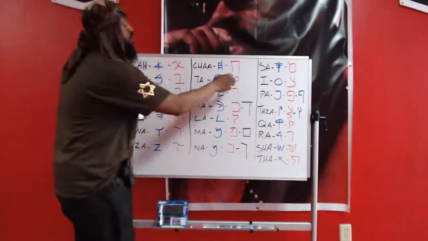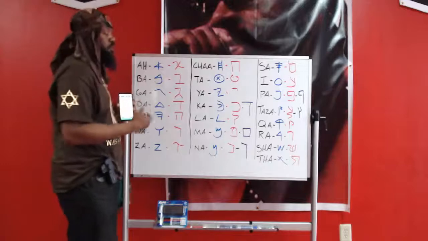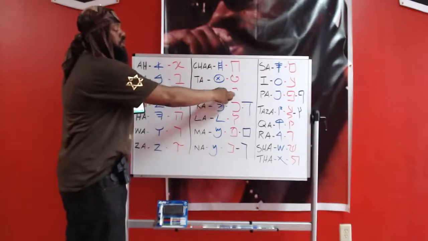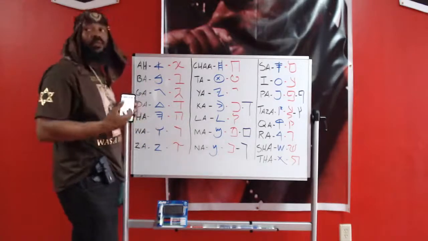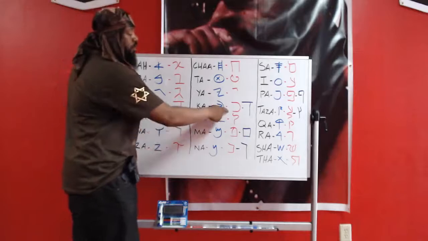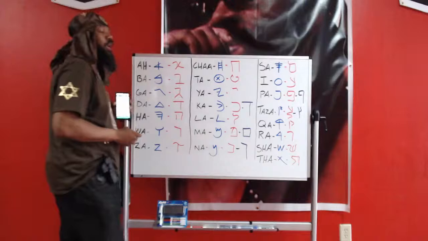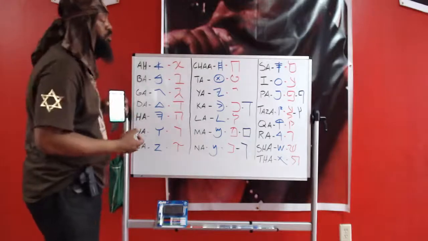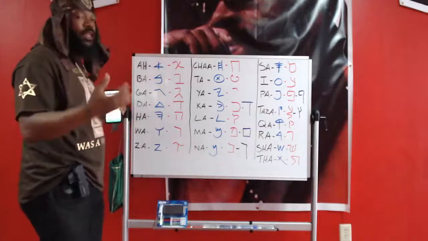And we have Ta, which is going to look like a horseshoe, if you will. Ya, which is going to be a very small letter in the text, almost like an apostrophe mark. Then we have Ka, which looks like a U. But also, in the Assyrian Hebrew, we have 5 letters that will change their shapes when they're at the end of the text.